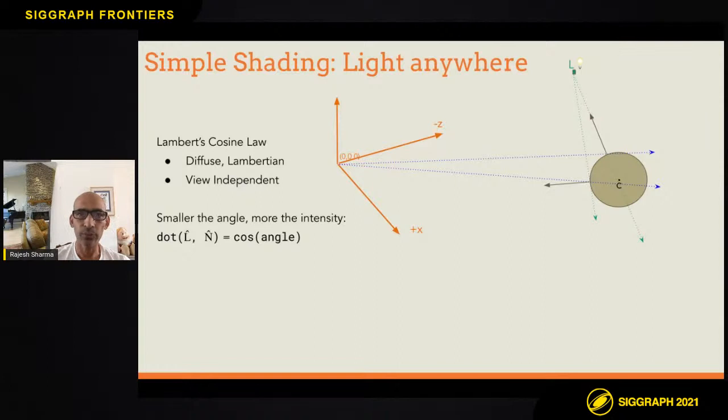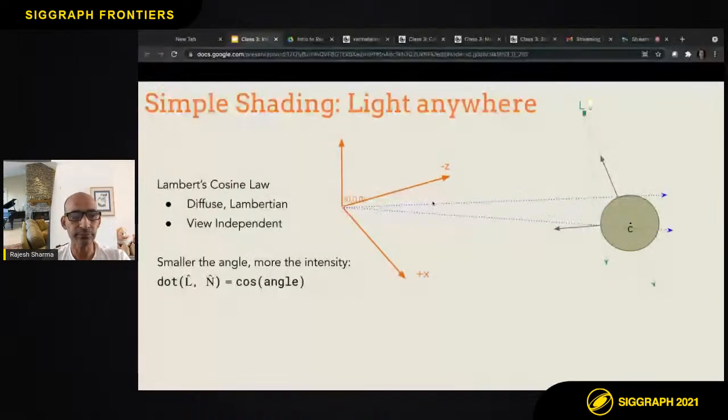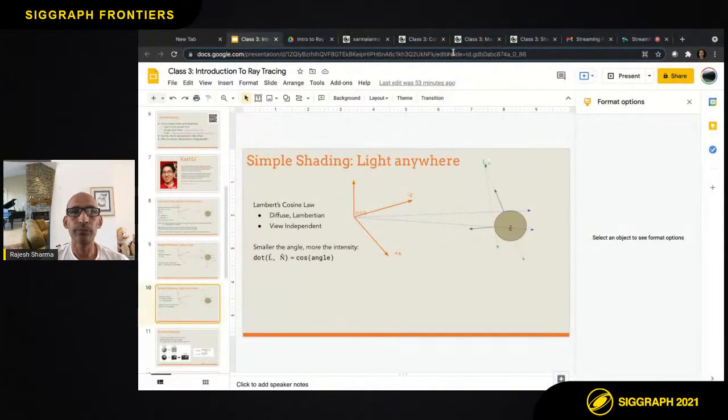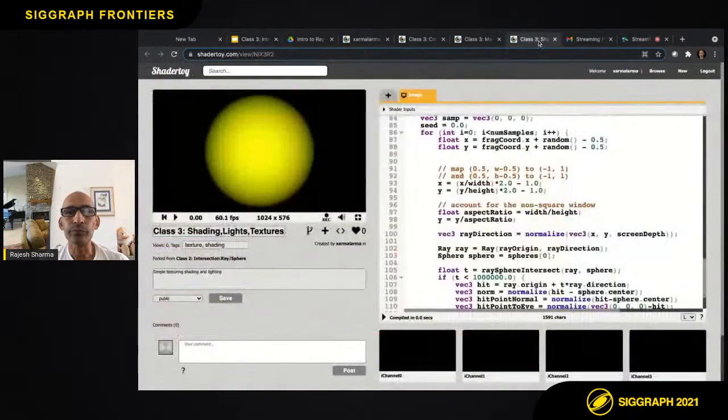So let's try to program this and see how far we can get. So now I am sharing the Shadertoy, and you can find it in my profile. It's called Class 3 Shading Lights and Textures. So this is what we had last time.